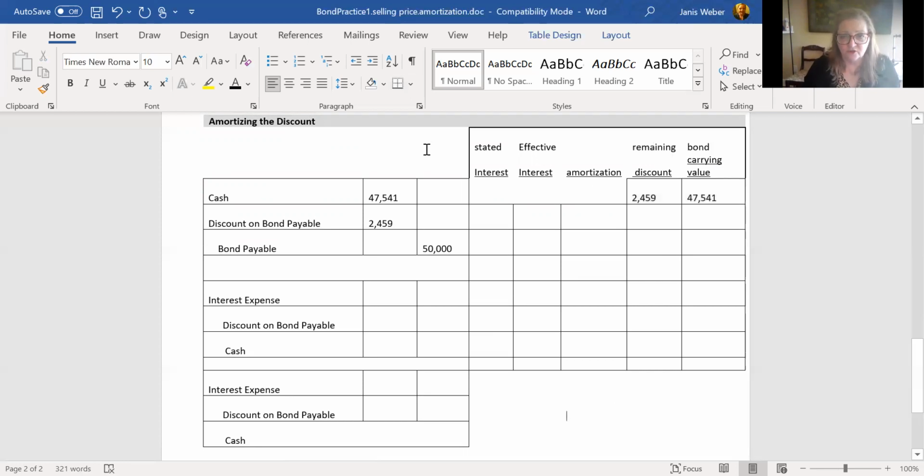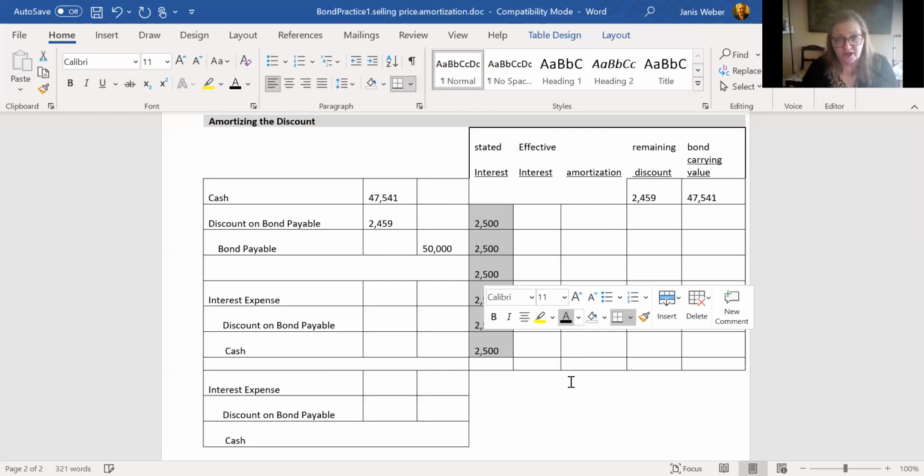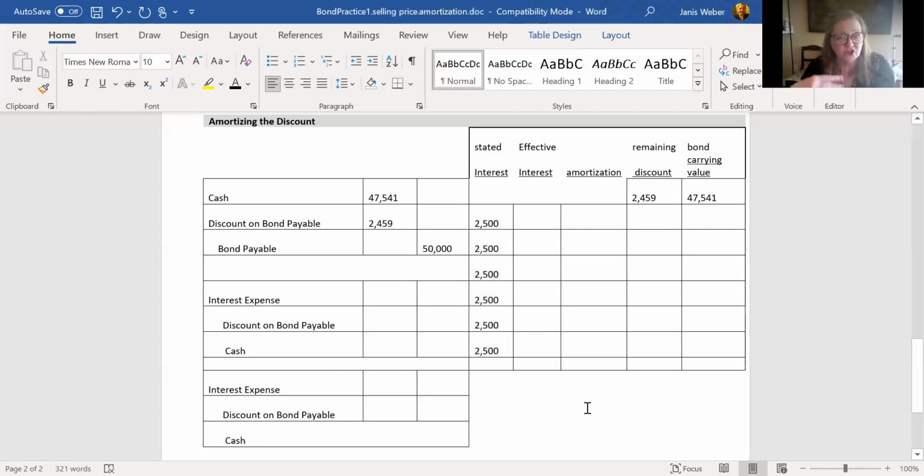This is an amortization schedule over here on the right. You start with stated interest. The stated interest on this bond was $2,500 each time. It was a $50,000 bond at 10%, paying out twice a year. So that means the stated interest every period was $2,500. It didn't change, and that's actually the amount they're going to write a check for interest every 6 months.